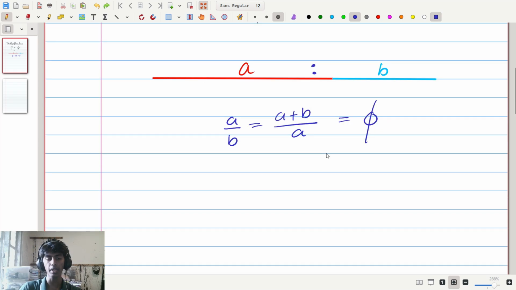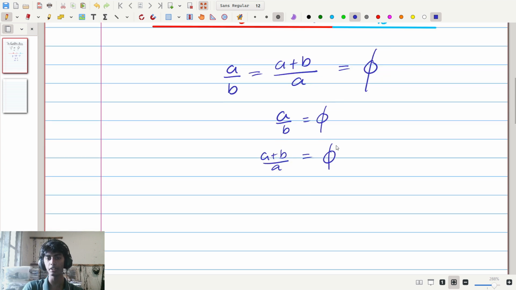So here you can see we have actually two equations. When A and B are such that their ratio is the golden ratio, A divided by B is equal to the golden ratio, and as well A plus B divided by A is also equal to the golden ratio. These two equations can actually be used to find the exact value of the golden ratio.